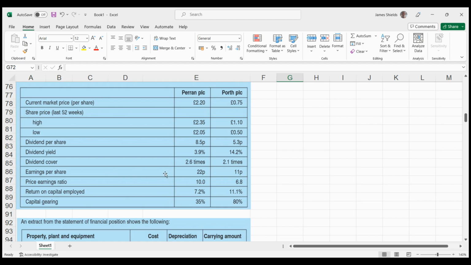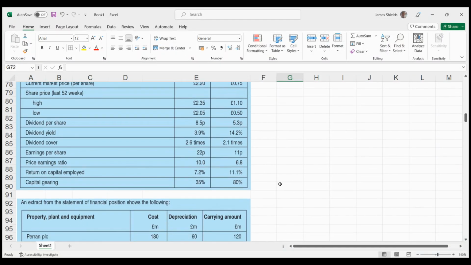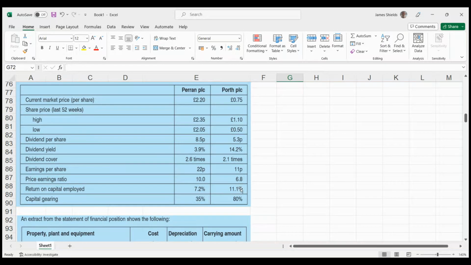Earnings per share. So Perrin plc is 22p, whereas Porth plc is 11p. Price earnings ratio is 10 for Perrin plc and 6.8 for Porth plc. Return on capital employed is 7.2% for Perrin plc and 11.1% for Porth plc. So Porth plc is getting a higher return on the capital employed than Perrin plc.